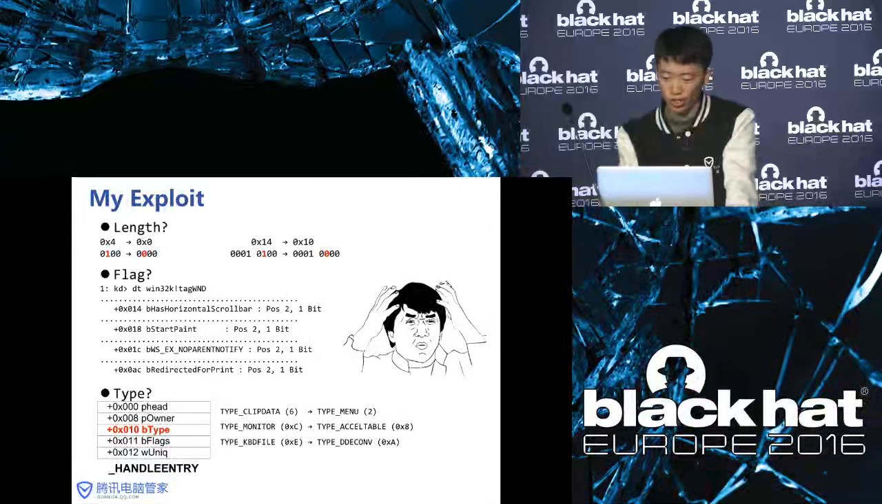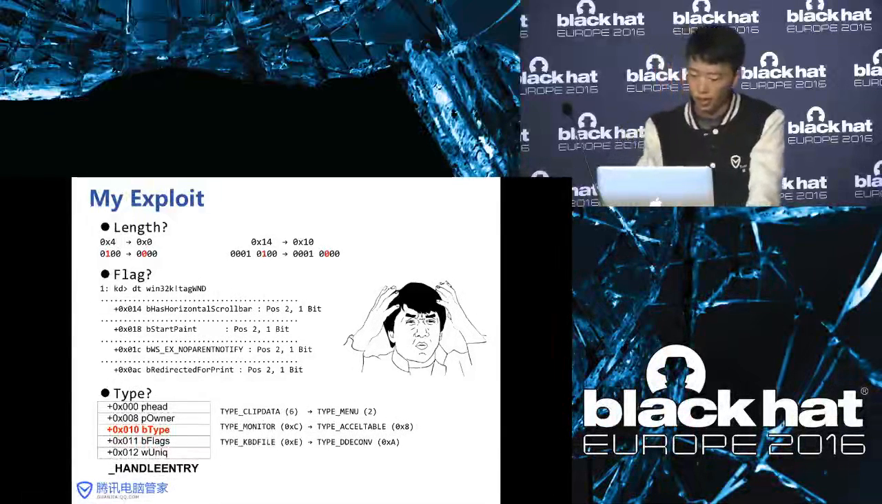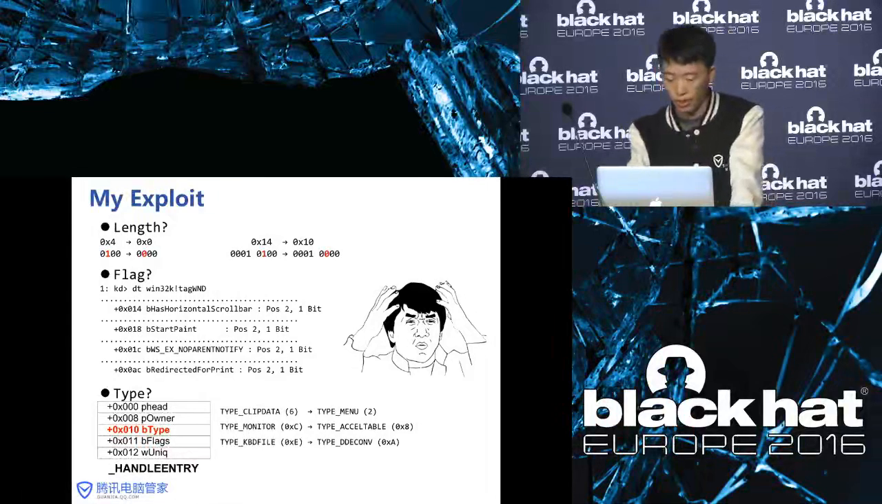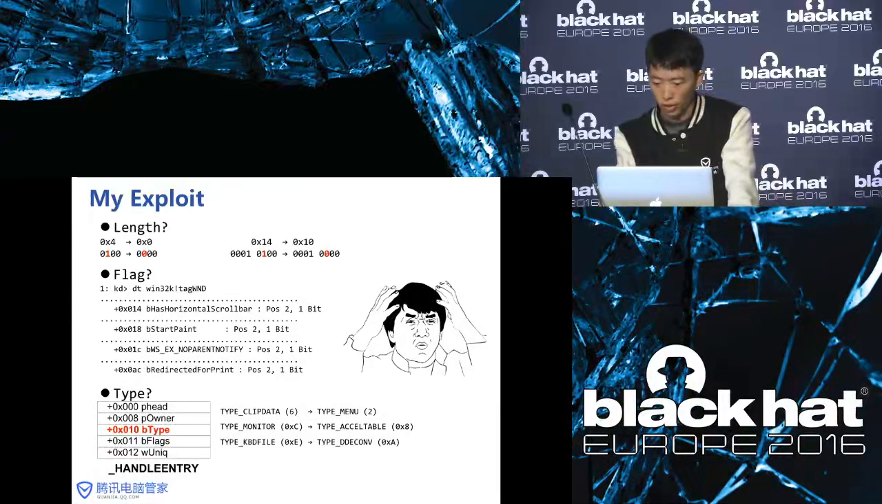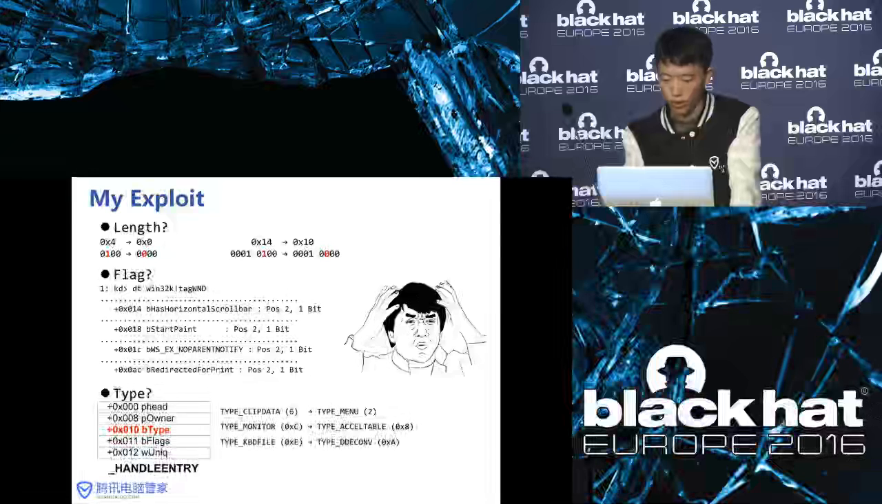Let's recall the gSharedInfo. In the handle entry structure, the offset hex 10 is bType. It shows us the type of object pointed to by pHead. If it is 6, the object is clip data. If it is hex C, the object is a monitor. If we take the 4 away from the 6 and turn it to 2, then we force the clip data object to be a menu object. So we have a type confusion vulnerability.